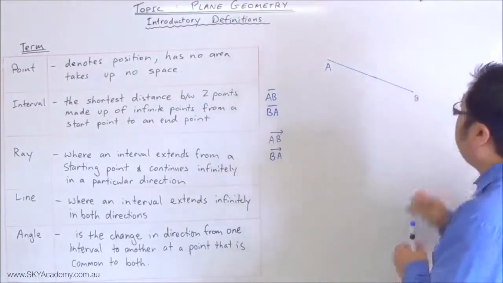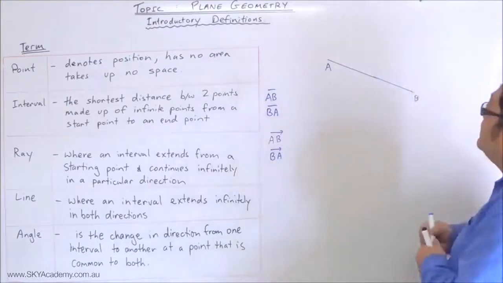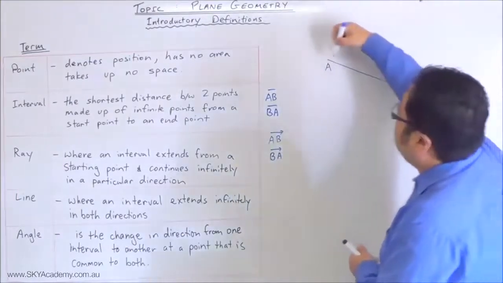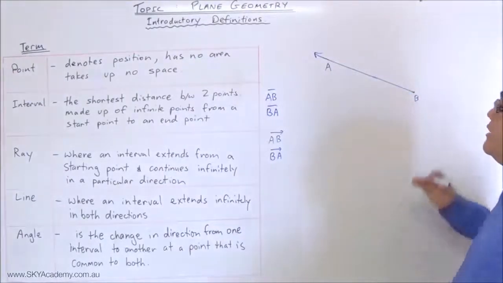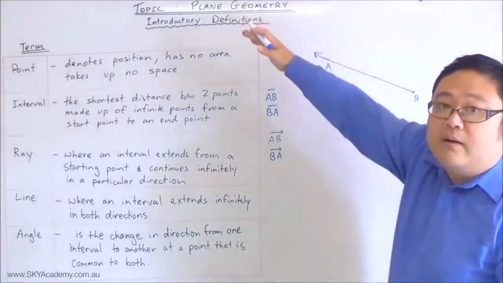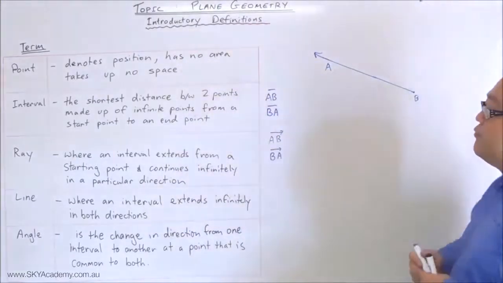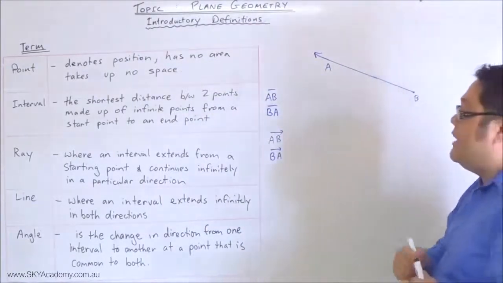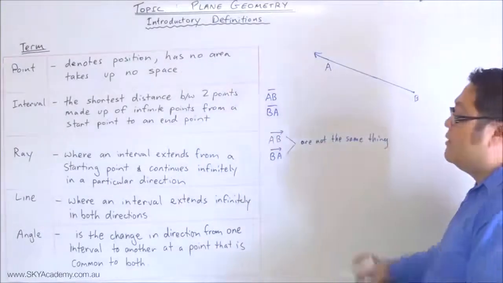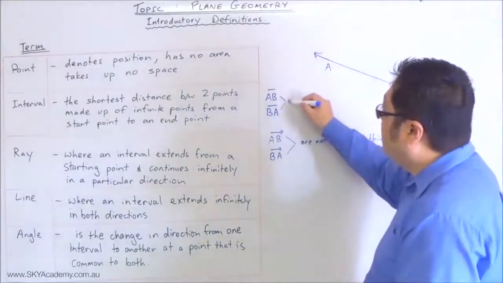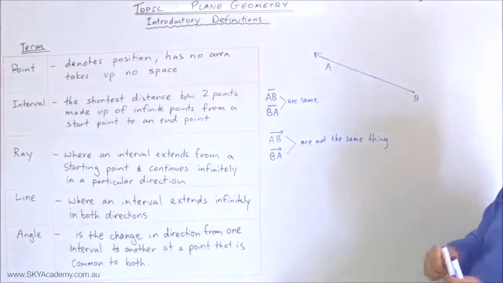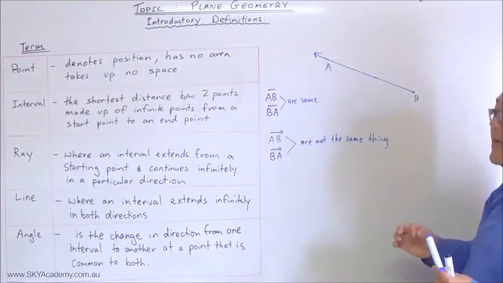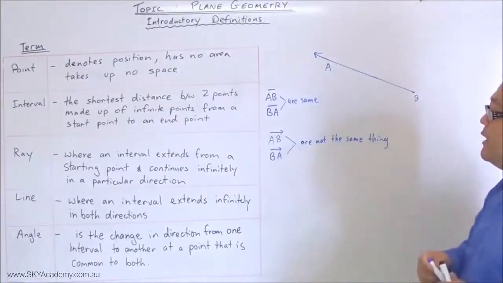The ray BA starts at B and goes through A and goes indefinitely in that direction through it. Alright? So can you see that the ray AB and BA are not the same thing, right? But these two are the same, right? The interval AB is the same as the interval BA, but the ray AB is not the same as the ray BA.